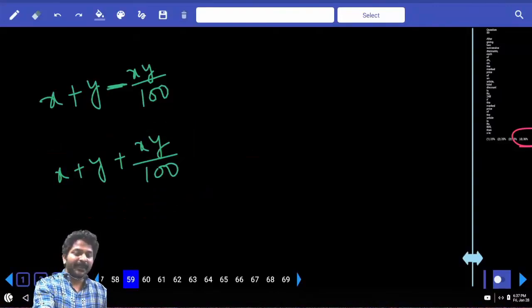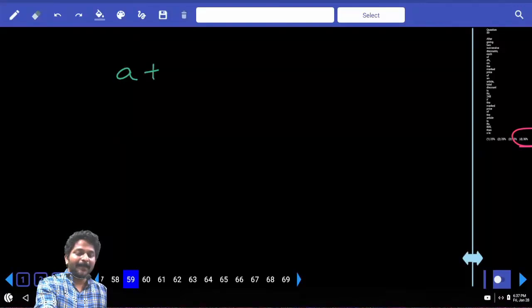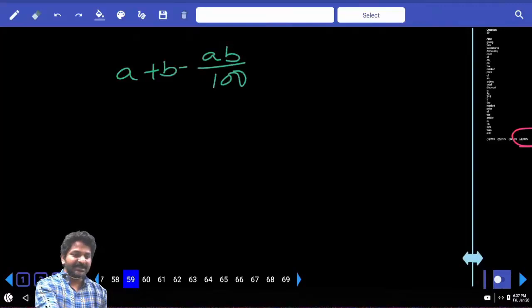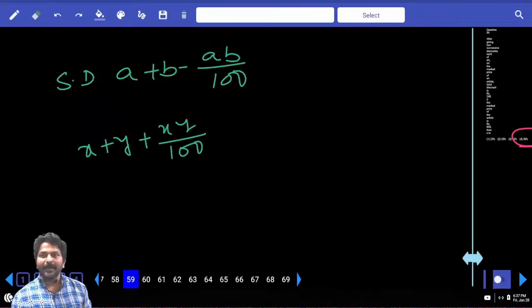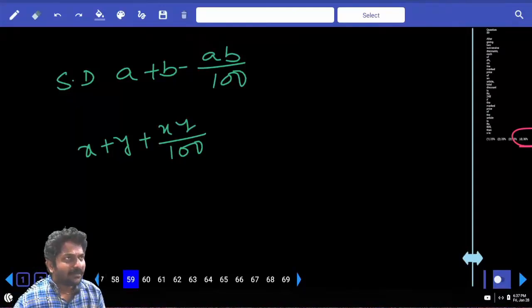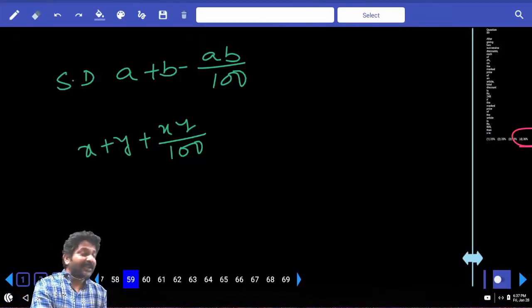Okay, so for example let me take a plus b minus ab by 100. A, b are 2 successive discounts and this is equal to single discount. Now if a single value changes for 2 times, I said x plus y plus xy by 100. Okay, what are we giving now? Are we increasing the number or decreasing the number? Decreasing the number, right? That means decrease in the sense it should be a negative number. So x is minus a, y is minus b.